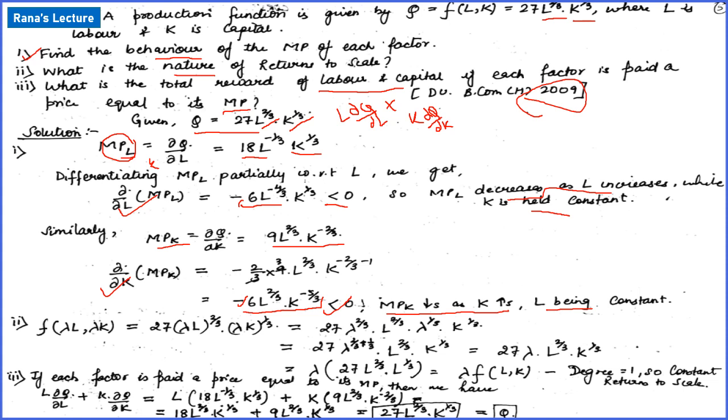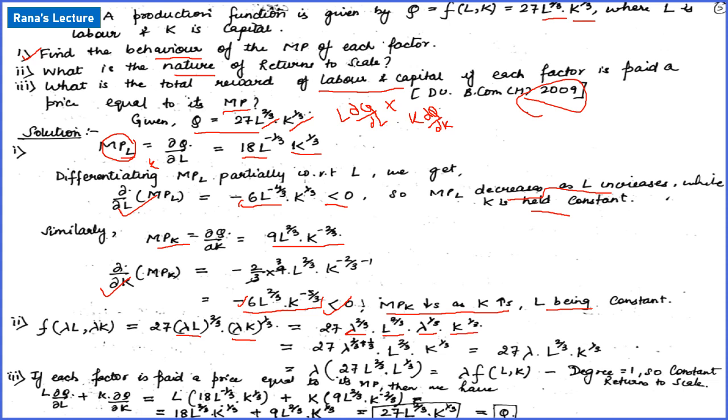Now we move to nature of returns to scale. पता करने के लिए हम इसके डिग्री को निकालेंगे. डिग्री को निकालने के लिए हम क्या करेंगे? हम इसको लैम्डा से हर वेरिएबल को मल्टीप्लाई करेंगे. ओरिजिनल फंक्शन हमारा है 27 L to the power 2 by 3 into K to the power 1 by 3. हम lambda L to the power 2 by 3 किए, lambda K to the power 1 by 3 किए. हम open the brackets, we get lambda to the power 2 by 3, L to the power 2 by 3, lambda to the power 1 by 3, K to the power 1 by 3.